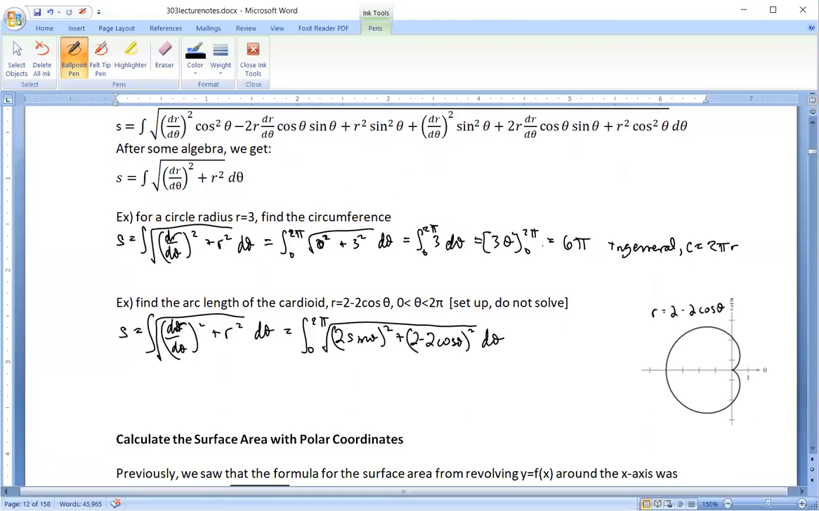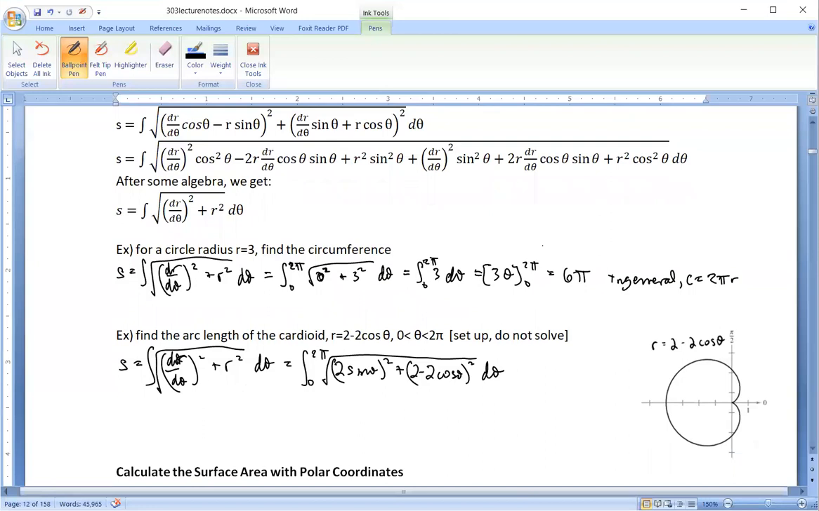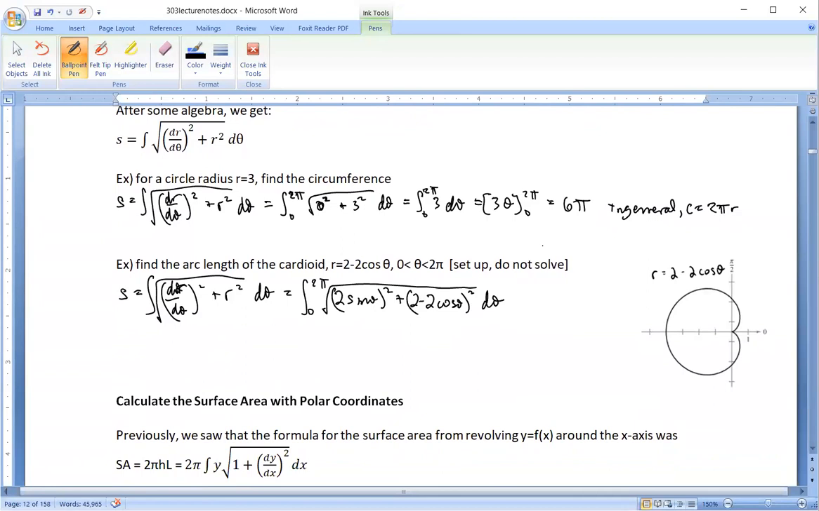And we bring in yet another application from single variable integration, calculating the surface area, but with polar coordinates. So we know the old formula to find the surface area. We thought of it as 2 pi h times the length. So that wound up being 2 pi the integral y square root of 1 plus dy dx squared dx.